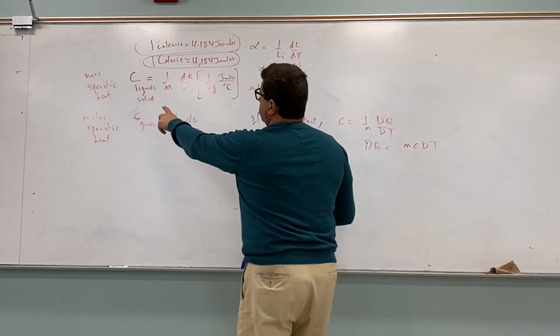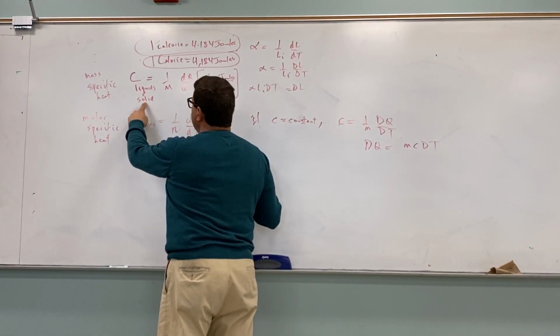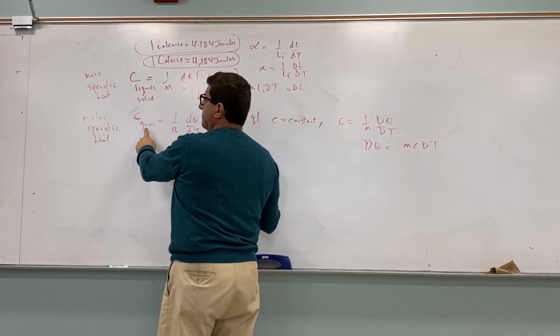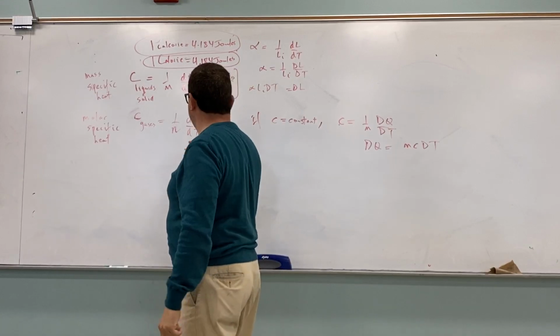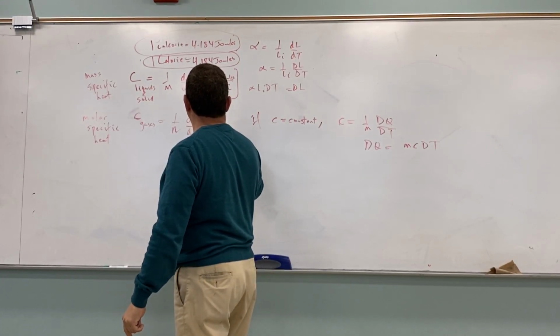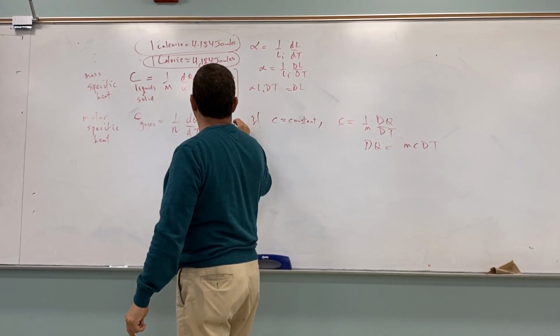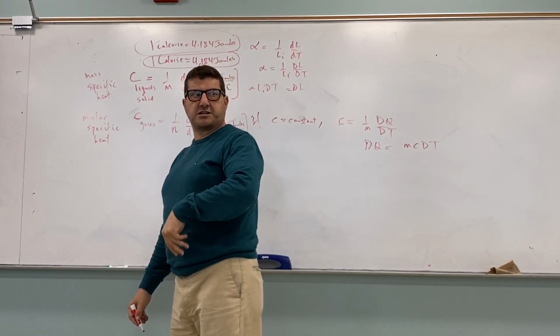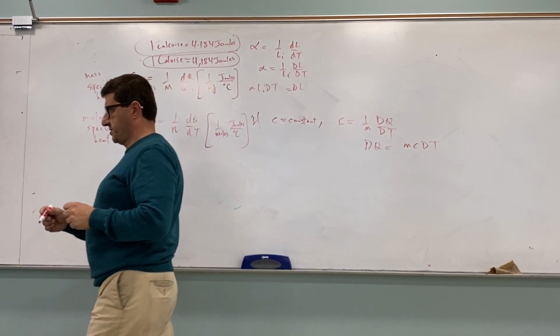So the specific heat for liquids and solids is usually written as 1 over kilogram, joules over Celsius. For gases, how would it be written? 1 over moles, joules over Celsius. Right? Instead of their mass, we use their number of moles.